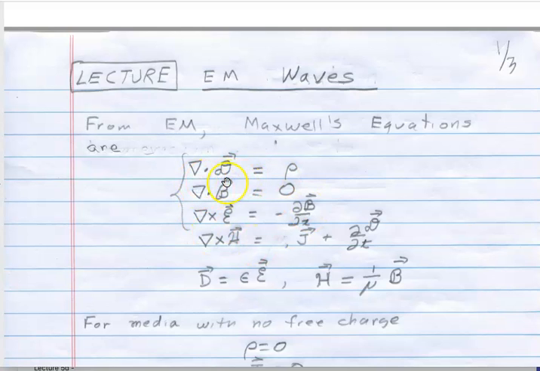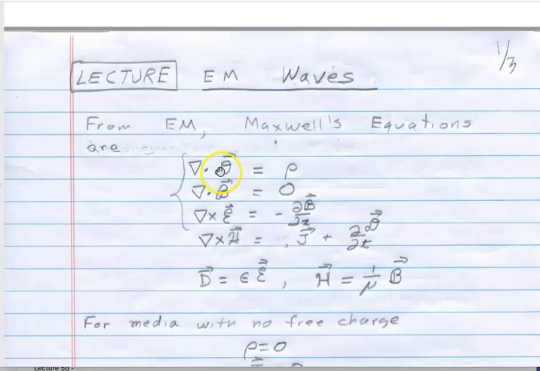The divergence of D is equal to the charge density rho. The divergence of B is equal to zero. The curl of E is minus the partial of B with respect to t. And the curl of H is the current density, J, plus partial D with respect to t. And in these, D is just epsilon E, and H is 1 over mu B.